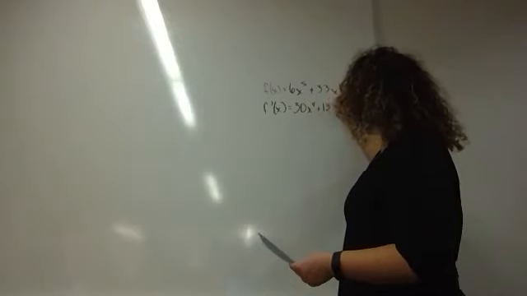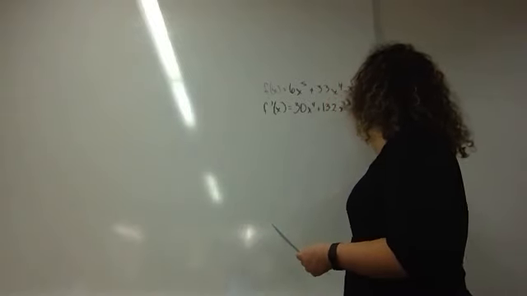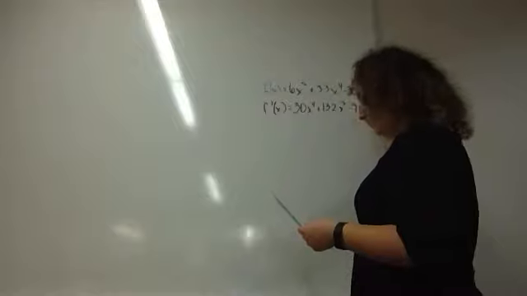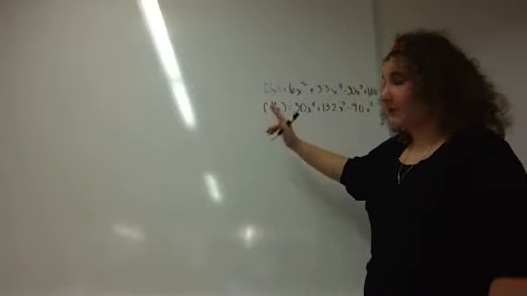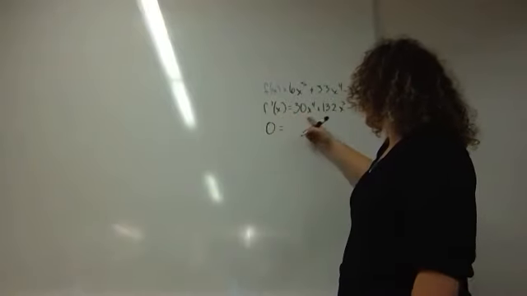We're going to get 30x to the fourth plus 132x cubed minus 90x squared. From there, we're going to set f prime of x equals 0. And we're going to solve.